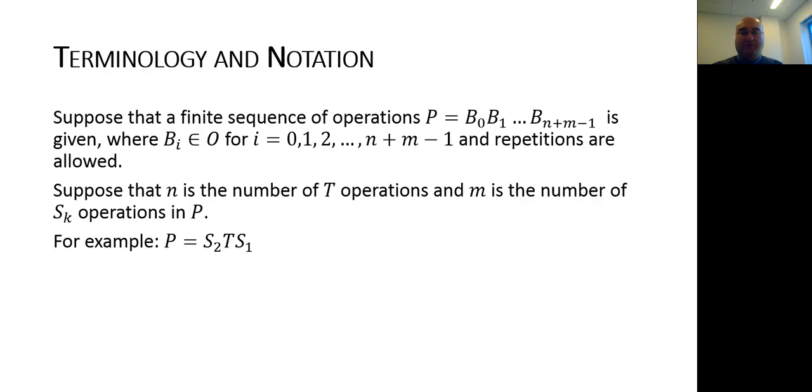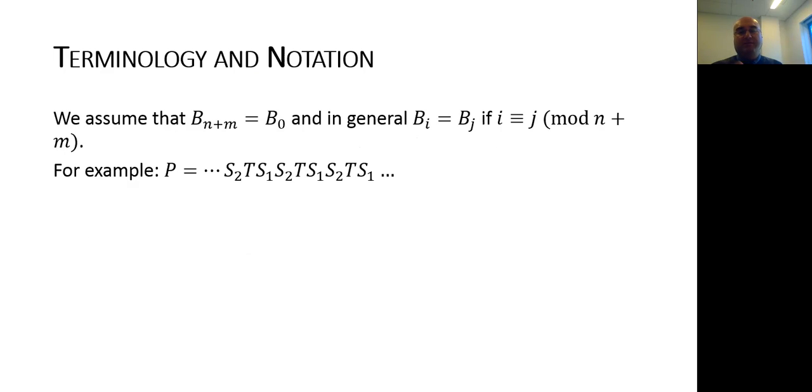Suppose that the number of t operations, do you remember that division by 2, is n, and m is the number of non-t operations, all sk operations together. For example, this p equals s2 t s1 is an example. I will generalize p by adding copies of it to the right and to the left of this sequence infinitely many times. So p will be interpreted as an infinite sequence, okay?